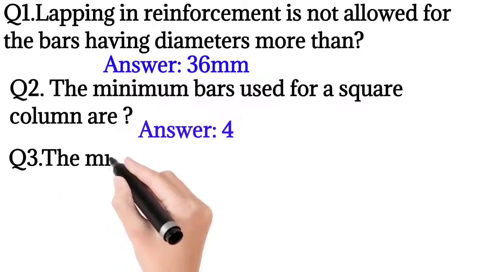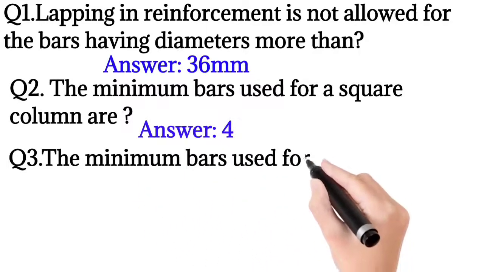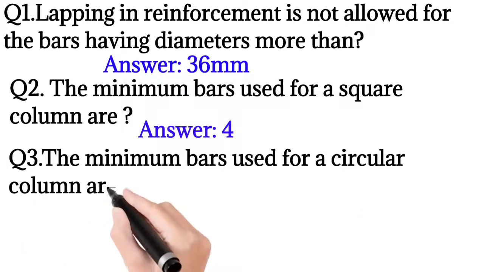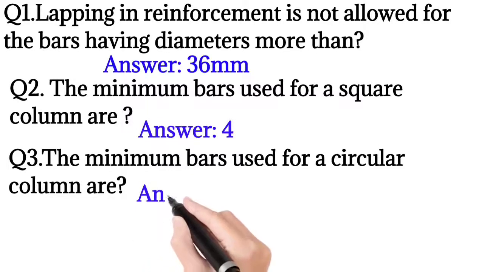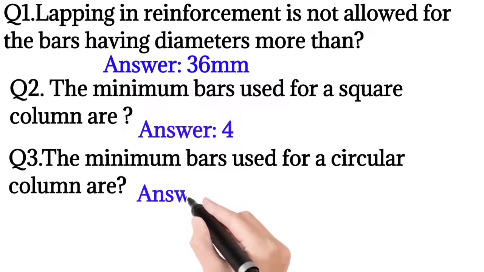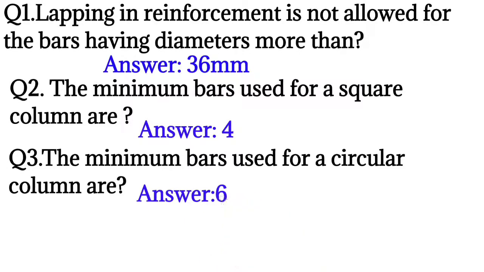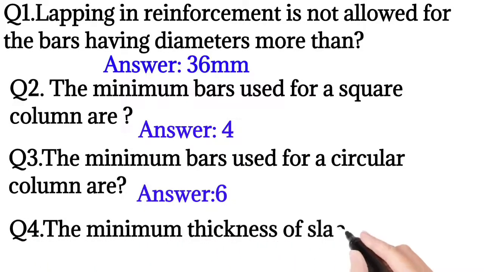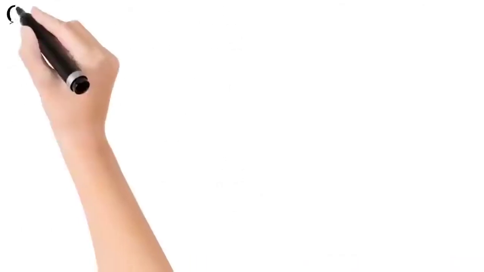Question number 3. The minimum number of bars used for a circular column is 6. So the answer is 6 bars. Question number 4. The minimum thickness of slab should be, so the answer is 125 millimeters.